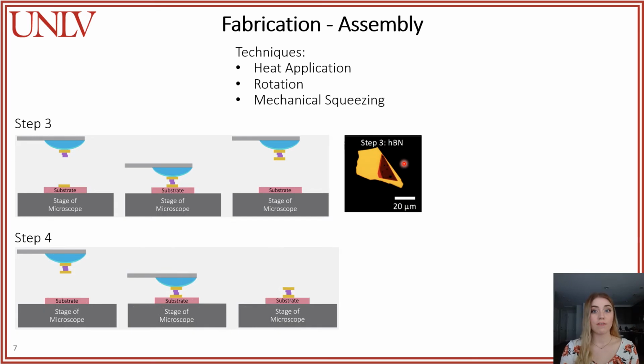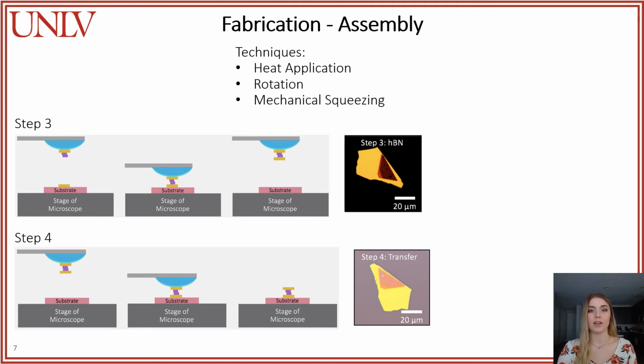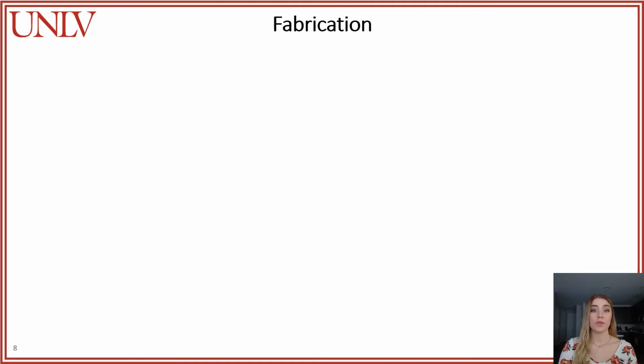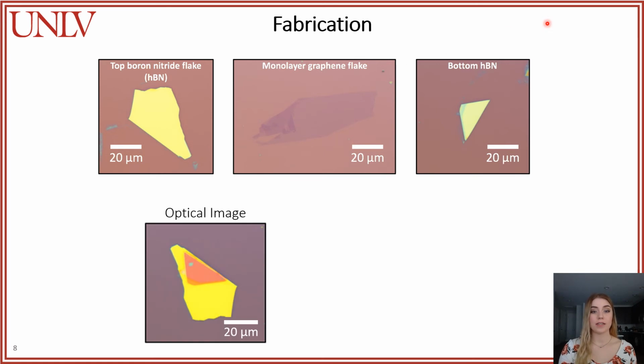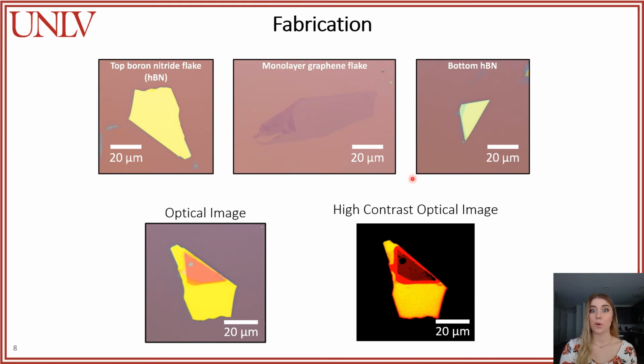And the fourth and final step is to transfer the crystal onto a clean substrate. And that is what the crystal looks like. So to summarize, these are the 3 flakes that I started with. We have our top and bottom layer of boron nitride and then our monolayer of graphene. This is what the crystal structure looks like after the assembly process and its corresponding high contrast optical image.